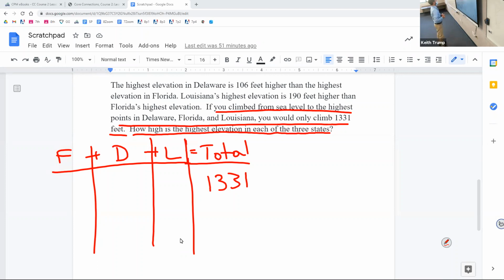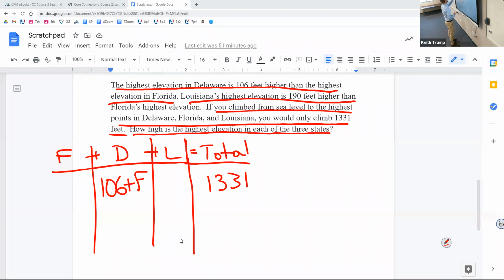Now, let's go ahead and figure out the rest of the information that's provided in the problem. The highest elevation in Delaware is 106 feet higher than the highest elevation in Florida. So Delaware is going to be 106 plus Florida. And Louisiana's highest elevation is 190 feet higher than Florida's highest elevation. So Louisiana, or L, is going to be 190 plus F. And that's all the information that they give us in the problem. We still have Florida here. We don't have any information for it. So we're just going to say that it is F. I'm not sure what it equals yet, but we're going to say that it is the variable F.